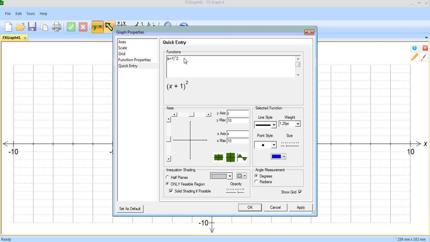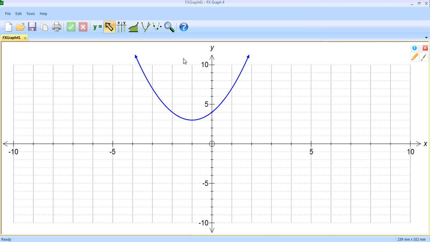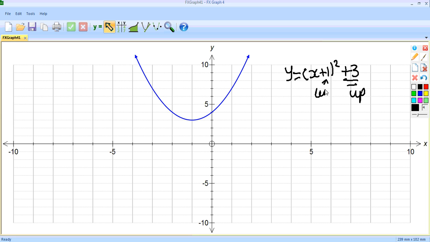Let's have a look at what if I do something on the end there, something like plus 3, and let's see what happens. The plus 3 has moved it up 3 units. So y equals bracket x plus 1, because it moved to the left 1, squared, plus 3 actually moved it up. So this bit here moves it up, and this bit here moves it to the left.